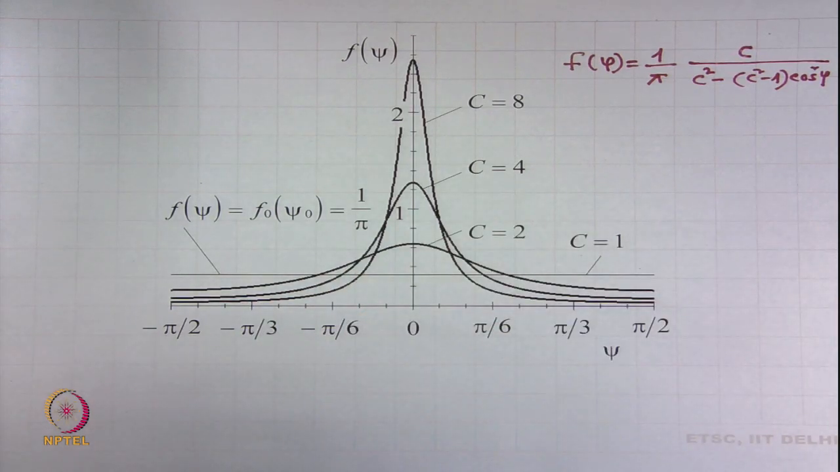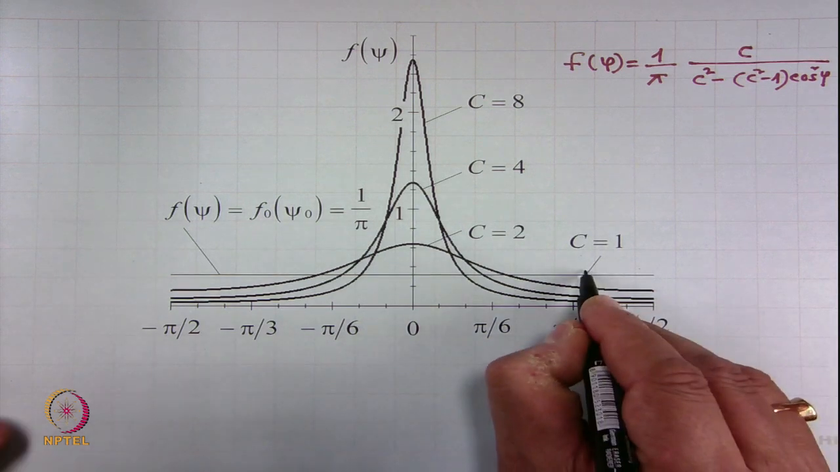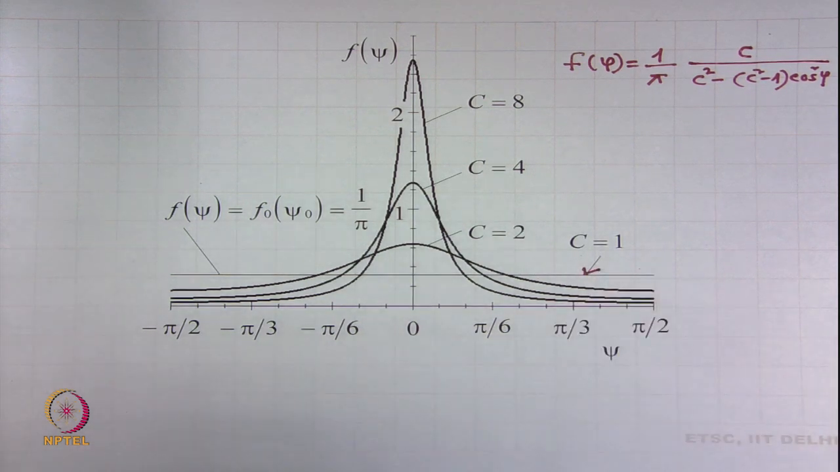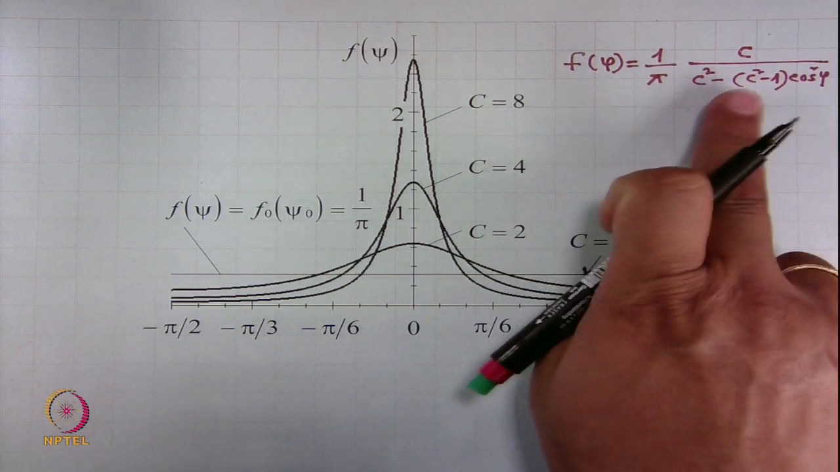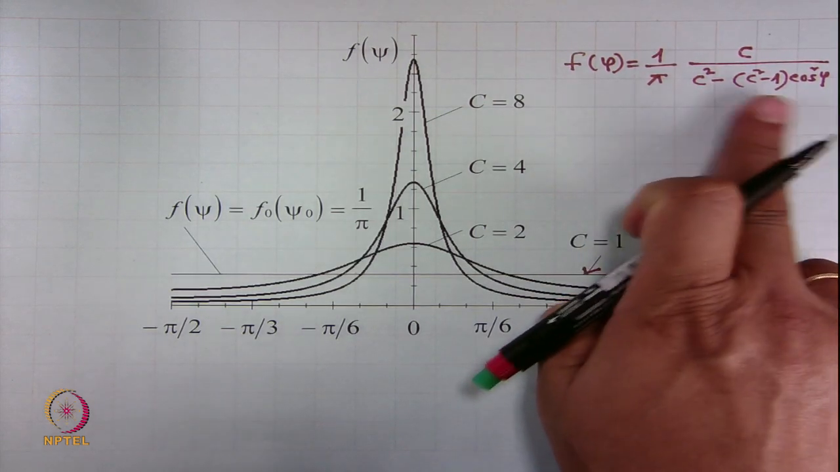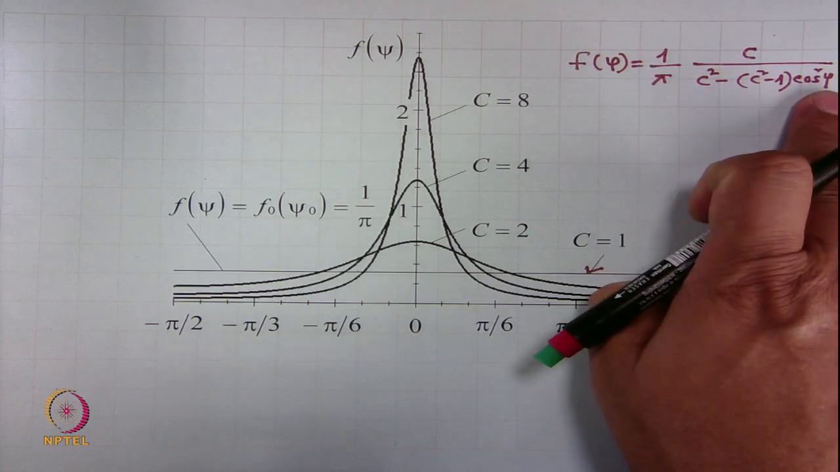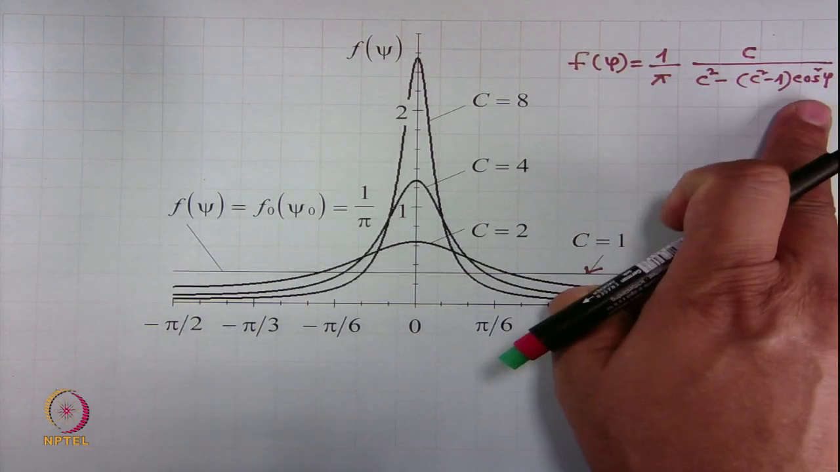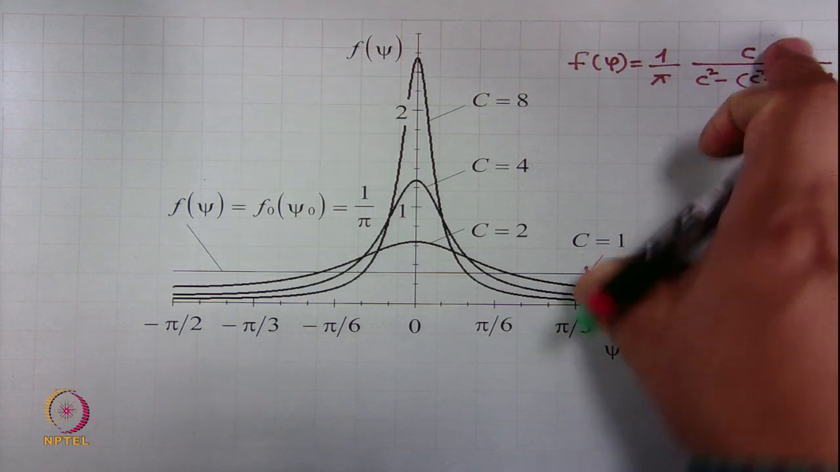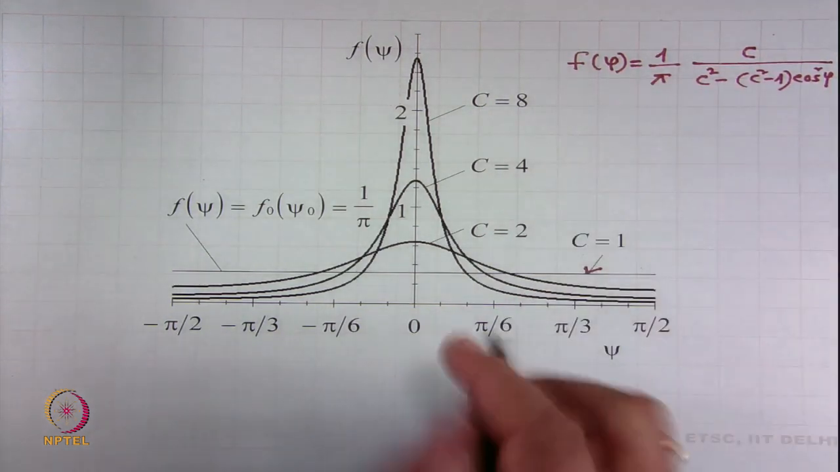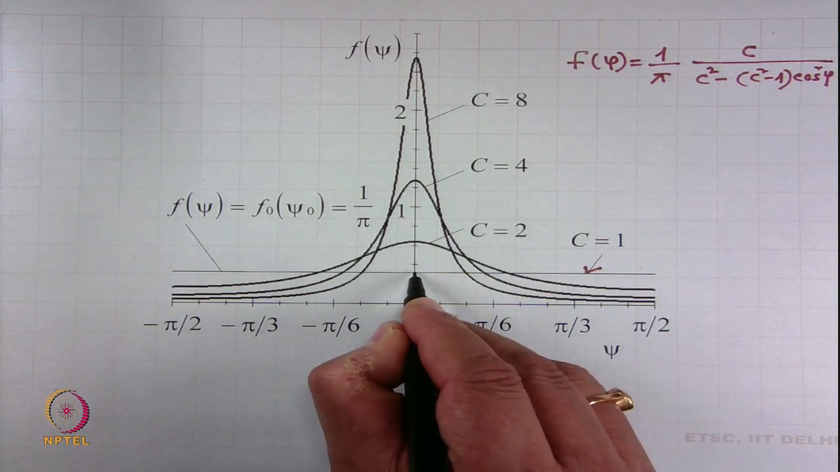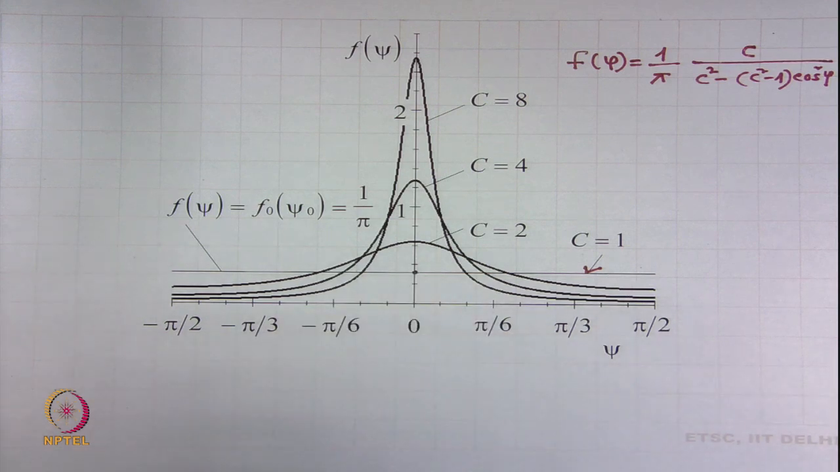What is interesting to note is, let us see how it becomes when C is equal to 1. When C is equal to 1, this is 1, here it is 1 minus 1 cos square psi. So, 1 minus 1 is 0. So, this whole term vanishes, here it is 1 minus 0 is 1, in the numerator it is 1, denominator is 1. So, it is 1. So, this becomes 1 by pi. That means, this point is equal to 1 by pi.